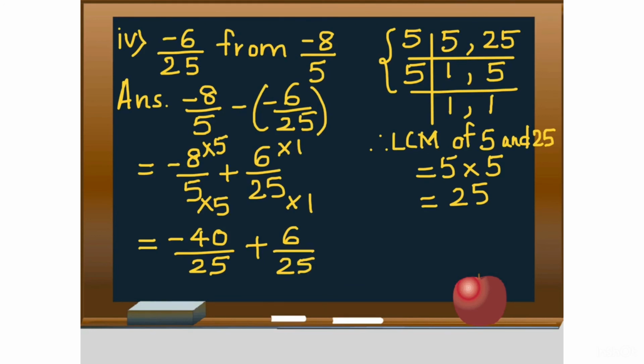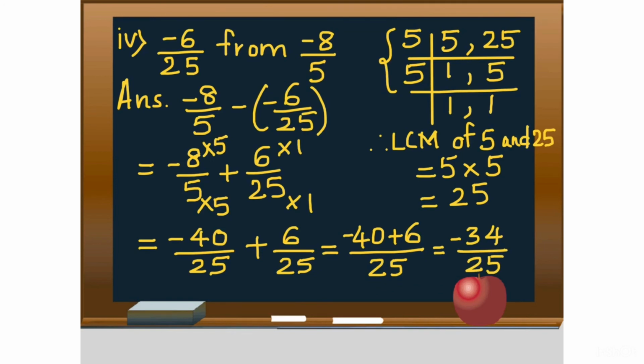Now you can see that we have got the same denominators. So we will simplify the numerators together. So this expression is equal to, we will take 25 as the common denominator. So let's simplify the numerators. So this expression is equal to minus 40 plus 6 is equal to minus 34 by 25 in the denominator. Therefore, minus 34 by 25 is the answer.